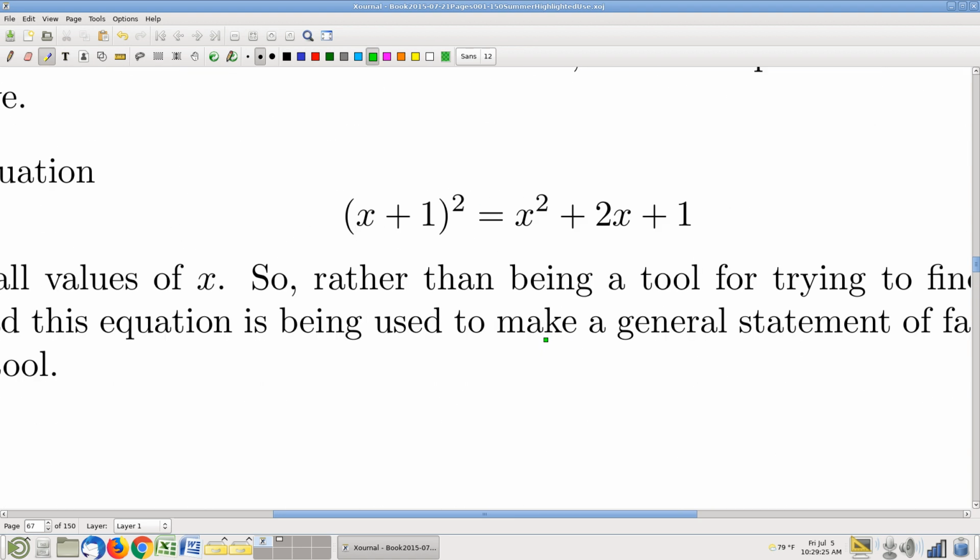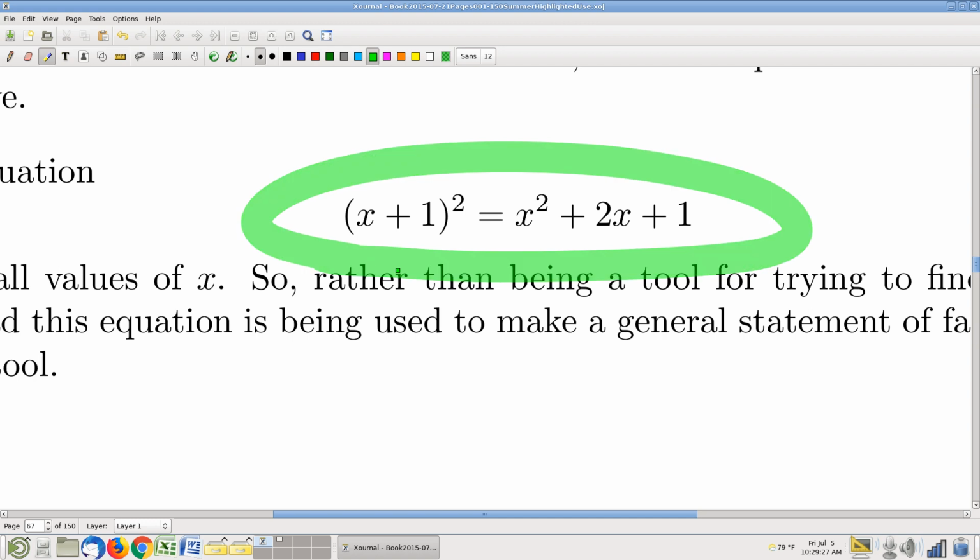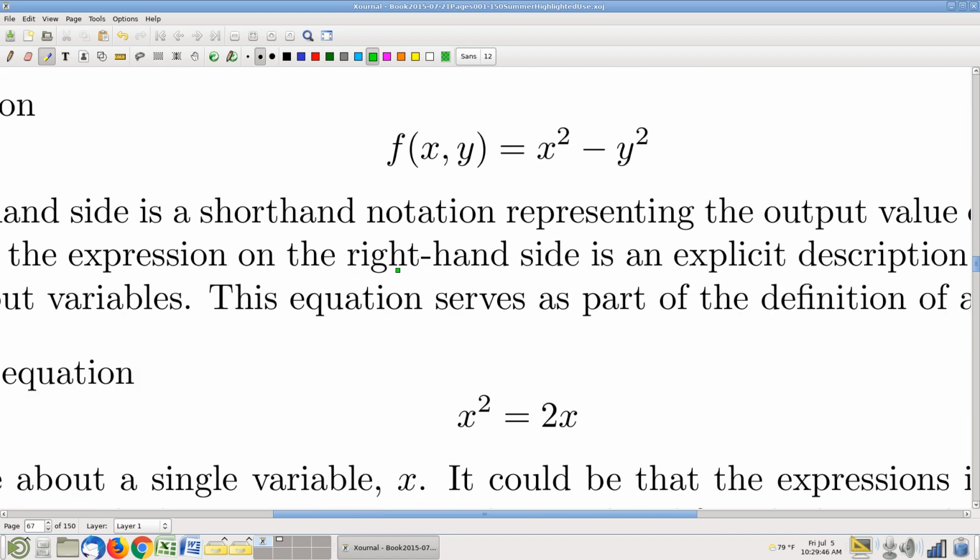And then here's another one. This is not describing some particular value of x that I'm in search of. This is a sort of a general truth about how algebra works. This is true for all values of x. So this is, again, a very different use of an equation than either of the two previous.